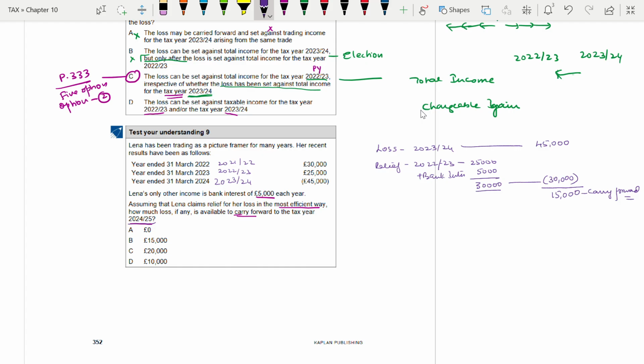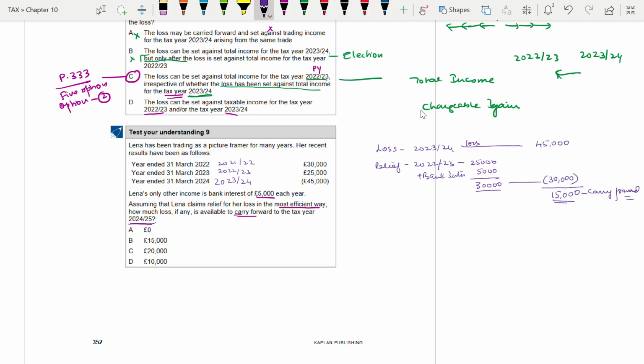Understanding my point? How much is this? This is the loss: 45,000 in the current year. Now they have the previous year, how much? Income is how much? 25 plus 5, okay, 30,000. The balance is 15,000. They can carry that forward to the next year.